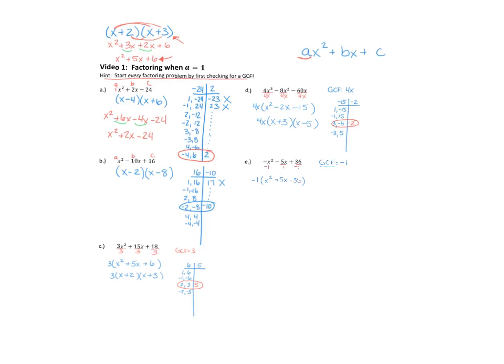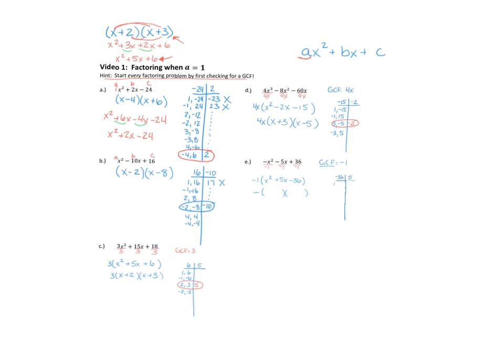So now remember that the GCF is still part of your answer. However, it's not necessary to write the 1. So you'll see me just leave it as a negative outside of my parentheses. And then from here, we make our t-chart, and we're looking for what multiplies to C, which is negative 36, and adds to B, which is positive 5.